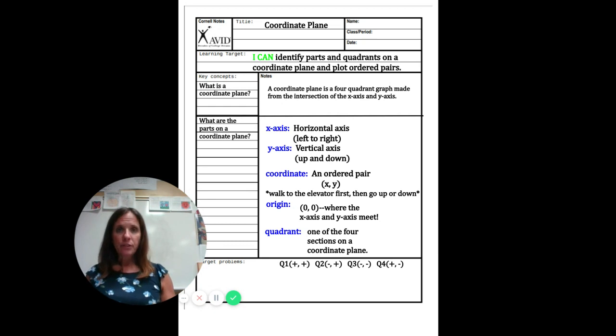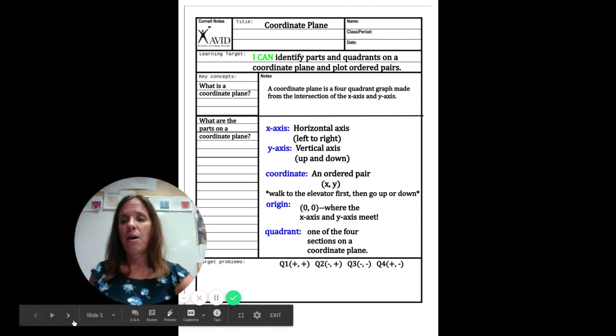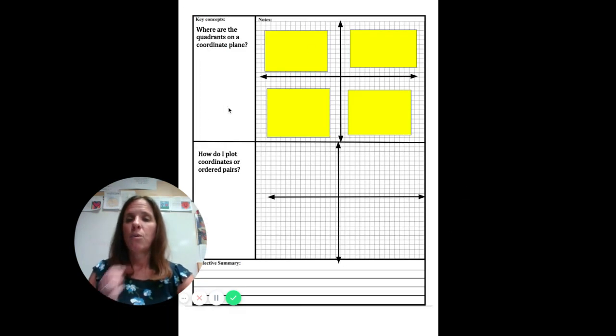Quadrant 2, Q2, your x is negative because you have to go to the left, and then your y is positive. You go up. Quadrant 3, Q3, your x is negative, you go left, and your y is negative, you go down. And quadrant 4, Q4, your x is positive, you go to the right, but then your y is negative, you go down.